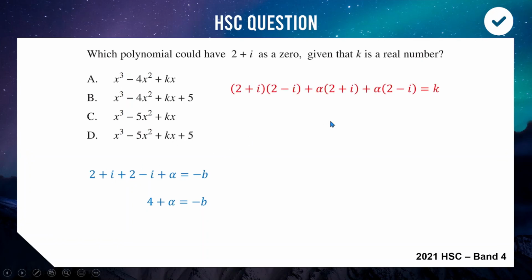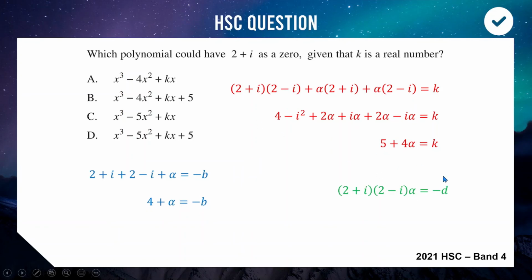Let's look at the sum of roots in product pairs. So 2 plus i times 2 minus i, alpha times 2 plus i, and alpha times 2 minus i. This is equal to c over a. Now in every polynomial, c is equal to k and a is equal to 1, so we can write c over a as just k. All right, expanding out the left-hand side and tidying everything up, you end up with 5 plus 4 alpha is equal to k.